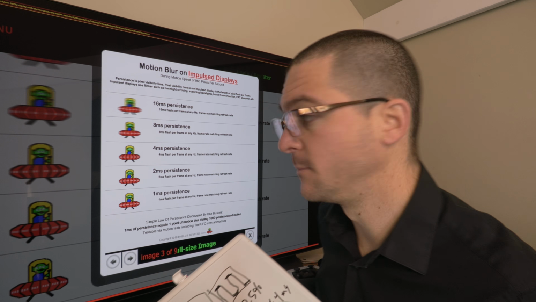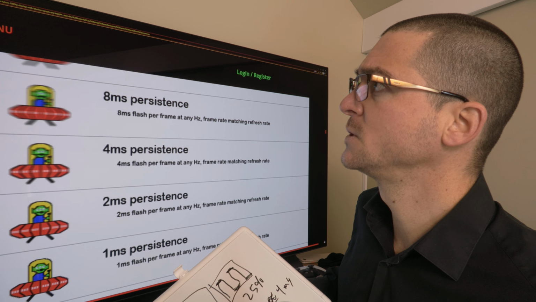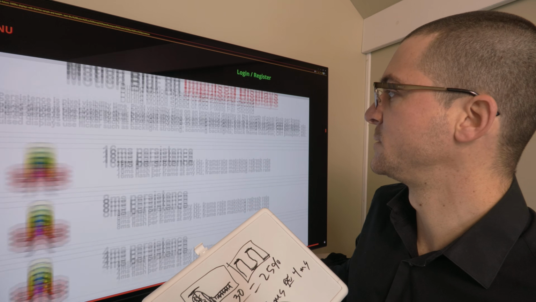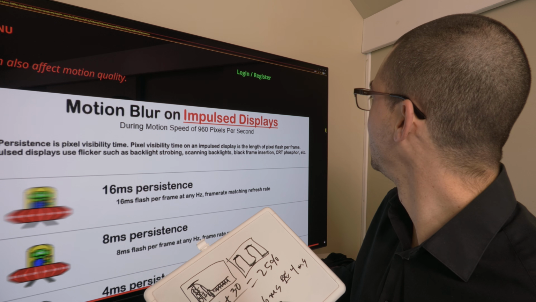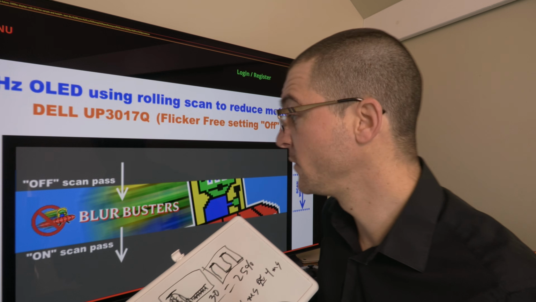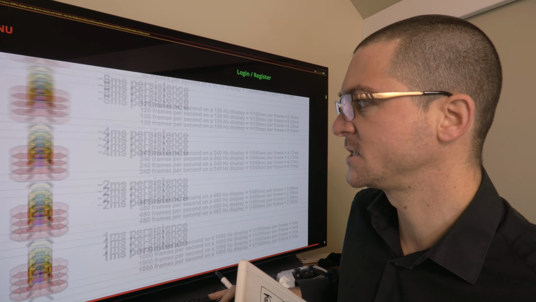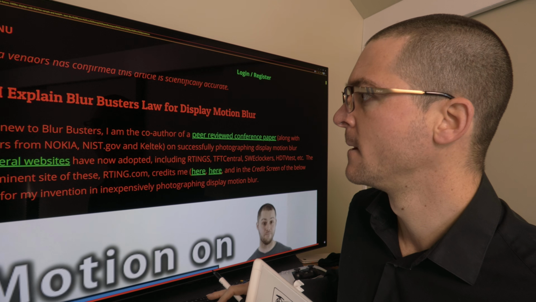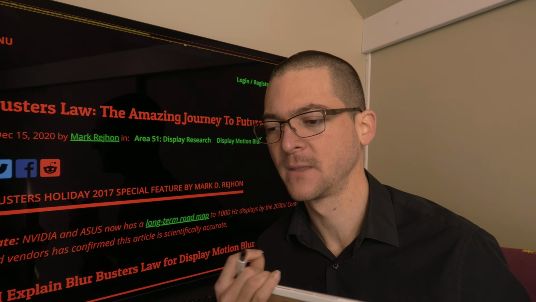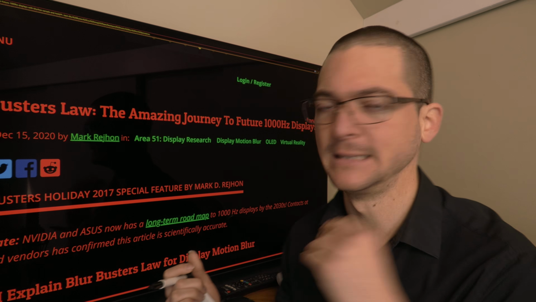I read the Blurbusters law, which I strongly recommend. Oh yeah, it's this one. This is the most interesting article on the entire internet if you care about gaming and display technologies for gaming. In my opinion, there's nothing better than this article, but it is extremely difficult to understand, at least for me. The first time that I read this article, I didn't understand it.